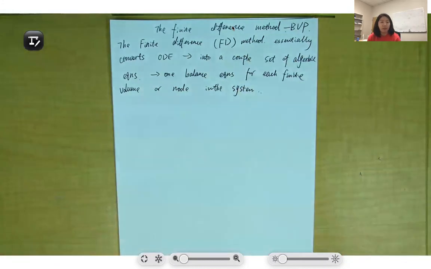So the finite difference method is different from the shooting method. In the shooting method, you give an initial guess of the missing initial conditions, then you solve the BVP as an IVP. But the finite difference method converts the ODE into n different linear algebra equations, using the balance equations for each finite volume or finite node. And we will show how we can write the ODE as algebra equations.